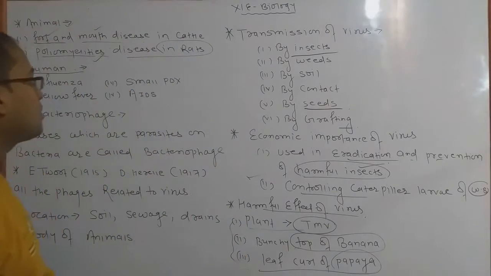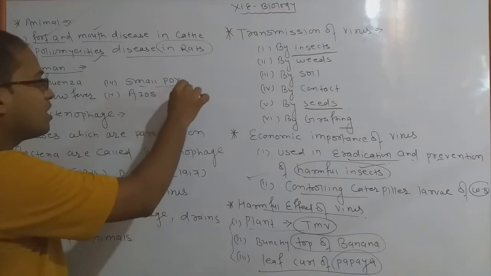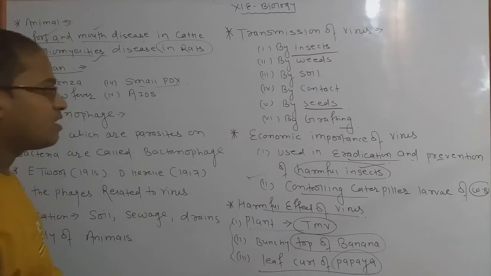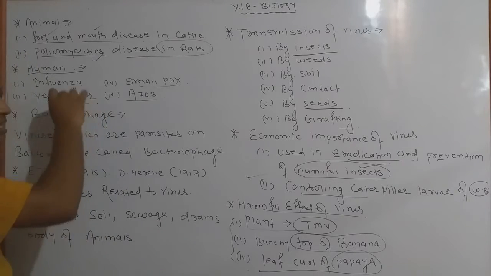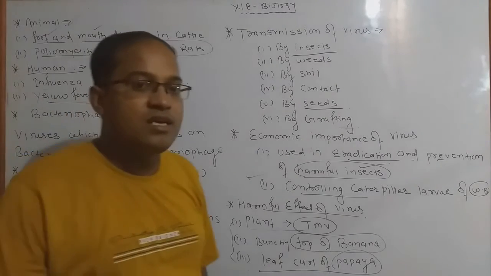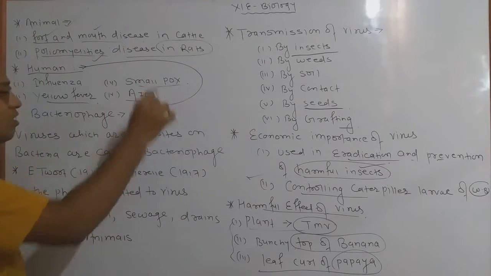And next, coming to the next part, influenza. Cough and cold, smallpox, we know that it is also generally caused by virus. AIDS is also caused by virus. And second is yellow fever. These are all the diseases which are generally developed by virus. So these are all the harmful effects for human beings.